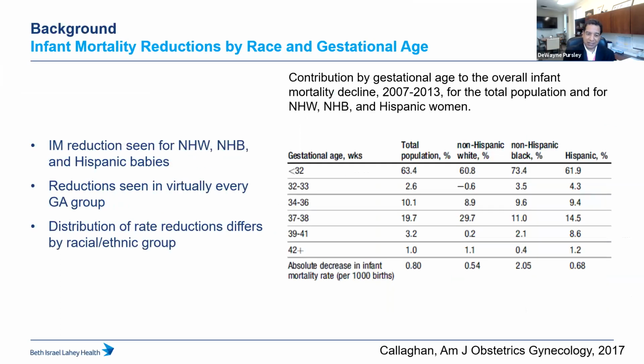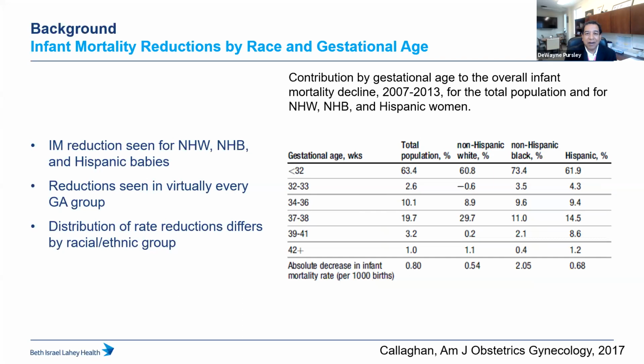Next slide, please. Even though babies born early preterm are more likely to die than those who are born late preterm, you have to account for the fact that there are a lot more late preterms delivered compared to their early counterparts. So how does each gestational age contribute to infant mortality?